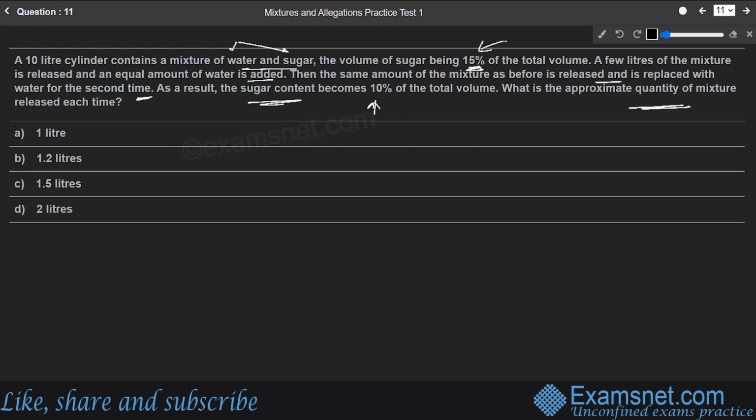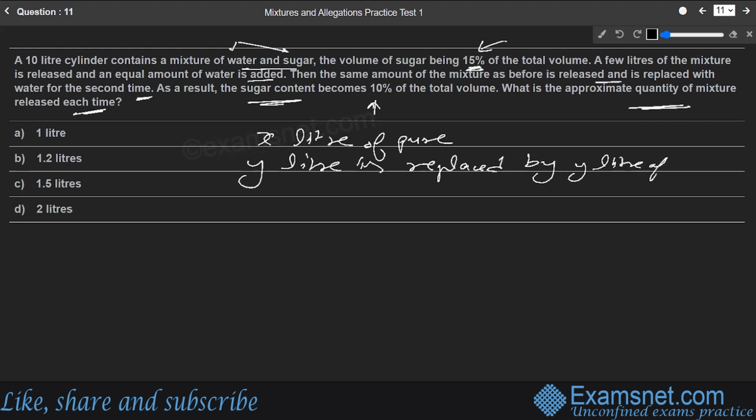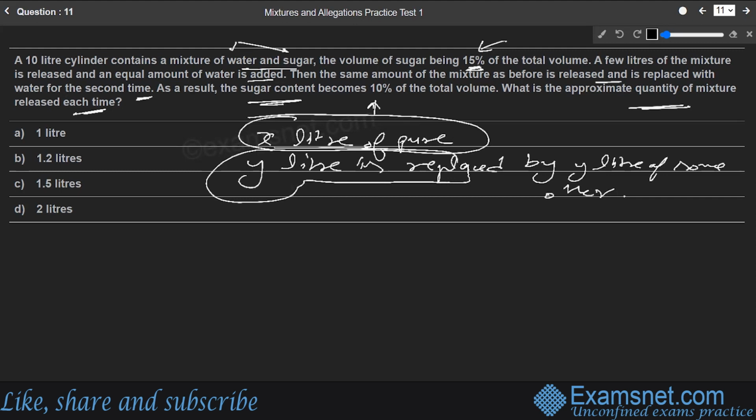What is the approximate quantity of mixture released each time? That's what they want to know. So here we can bring a formula into the scene. For example, there is X liters of something pure available to me. If Y liters from this pure is removed and replaced by Y liters of some other solution.